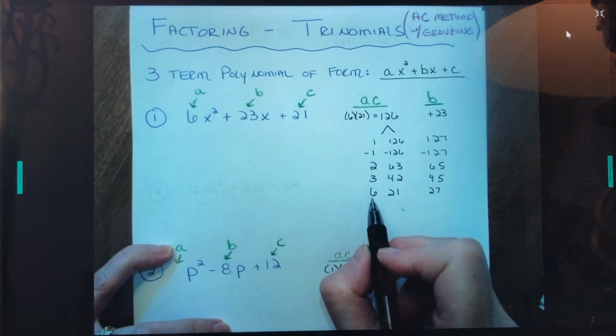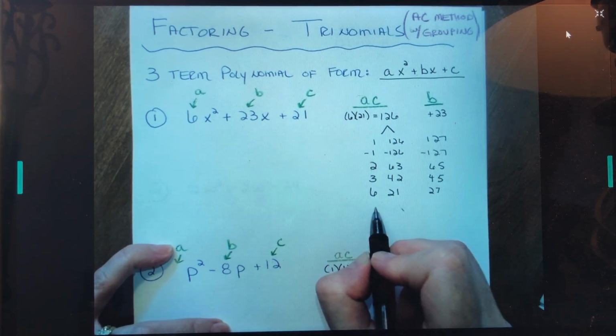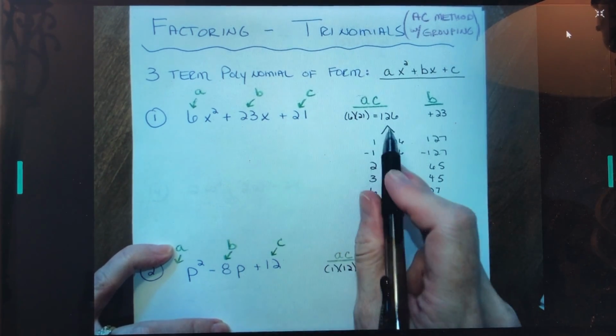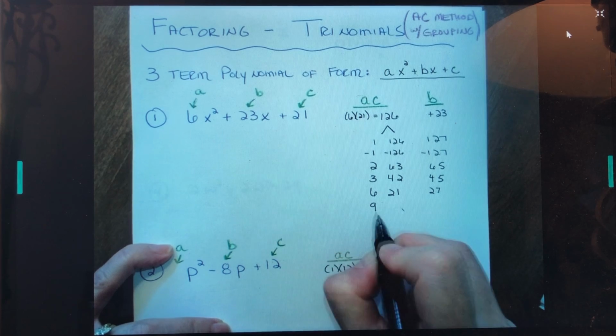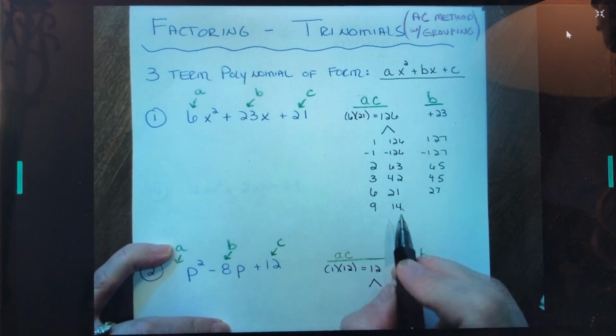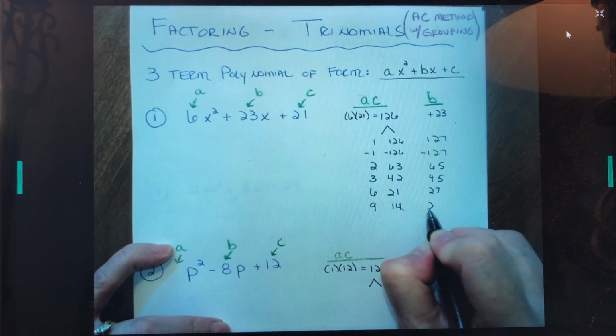So let's keep going. 7 does not divide into 126, so I'll skip it. 8 is the same situation, skip it. 9, if you try to divide 9 in, you find that that works. 9 divides into 126 actually 14 times. And if you add these together, oh my goodness, we get 23.